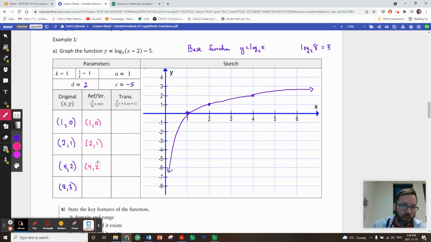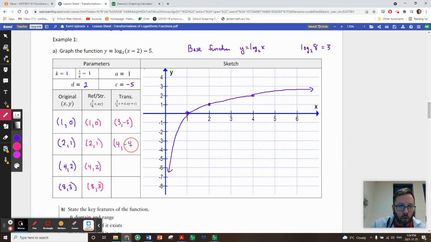With no stretch or compression to apply, our anchor points are still our anchor points. When we translate them, we're shifting them right 2 and down 5. And so we can just add 2 and subtract 5 from each of the points in the second column. So we get the point 3, -5.